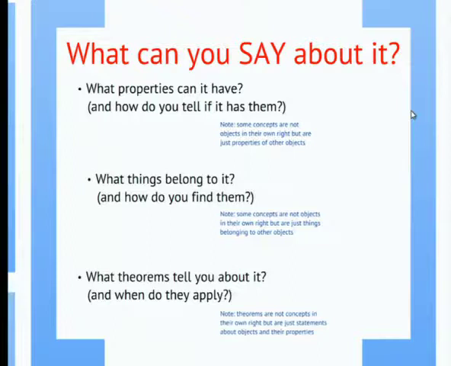We need to know what properties it can have, and how you tell if it can have them, what things belong to it, and how you find them, and what theorems tell you about it, and when they apply. And I might not be able to do all of these at once, so I'll come back and fill them in as we go. But they're the important things that we need to know. And what things belong to it sounds a bit vague at the moment, but it's sort of like with a function, it has a derivative. The derivative belongs to the function, so that's the sort of thing that we can do. So we need to know what things belong to the matrix and what can we say about them.